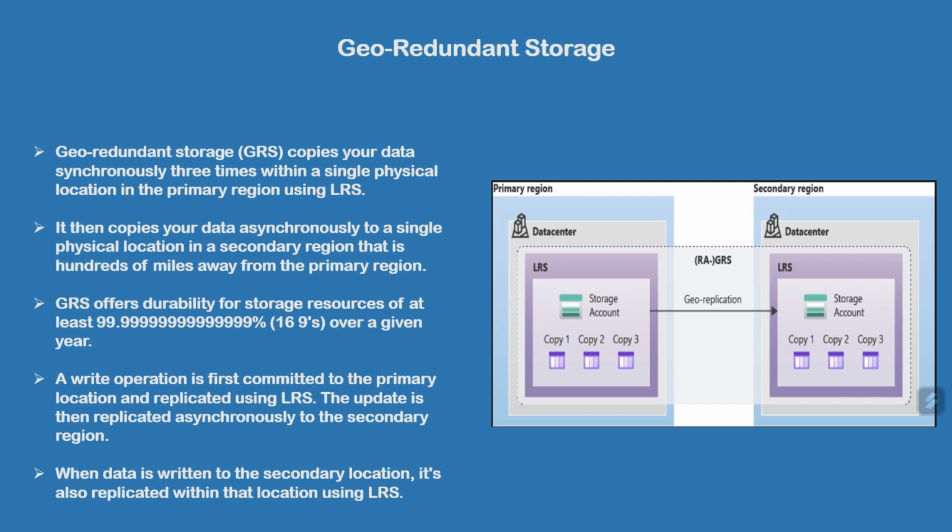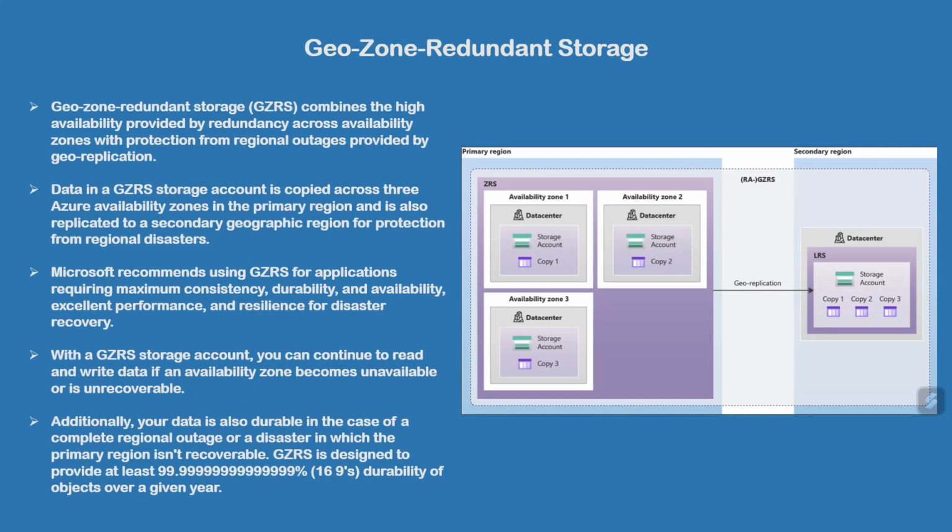Now we will move on to Geo Zone Redundant Storage. Geo Zone Redundant Storage combines the high availability provided by redundancy across availability zones with protection from regional outage provided by geo replication. So basically, data in a GZRS storage account is copied across 3 Azure availability zones in the primary region. In the primary region we will utilize ZRS for the replication, and then we will replicate the data in the secondary region using LRS.